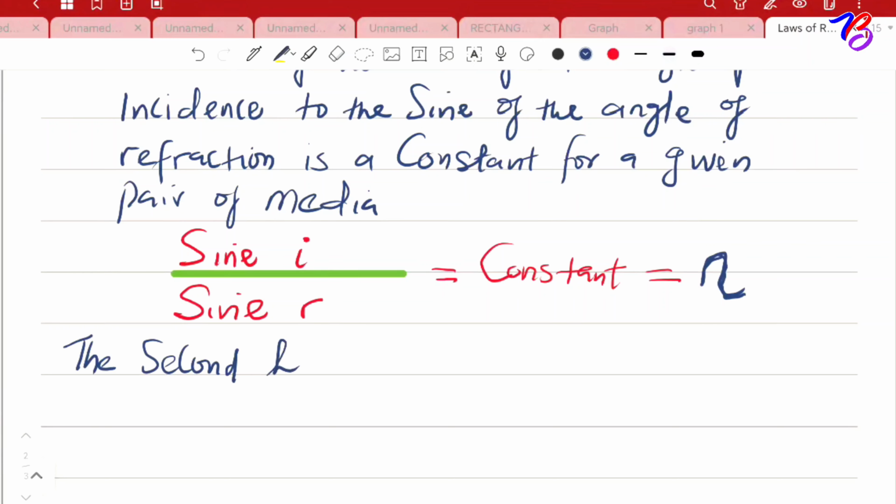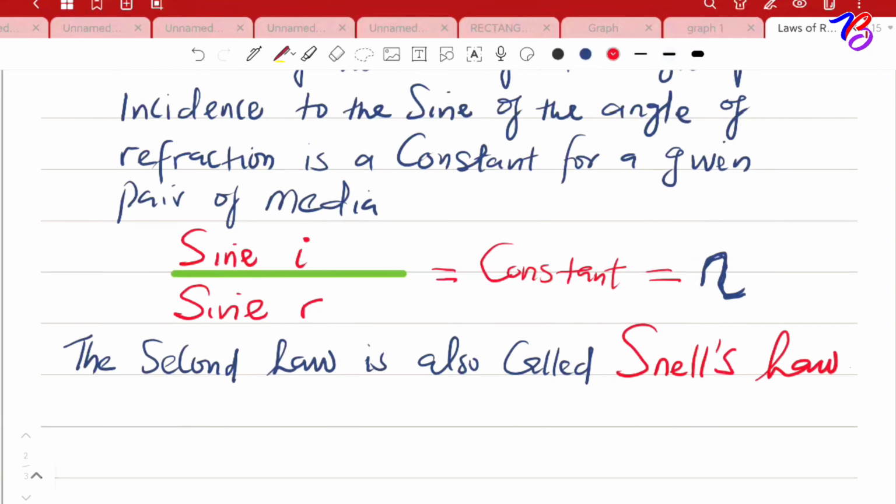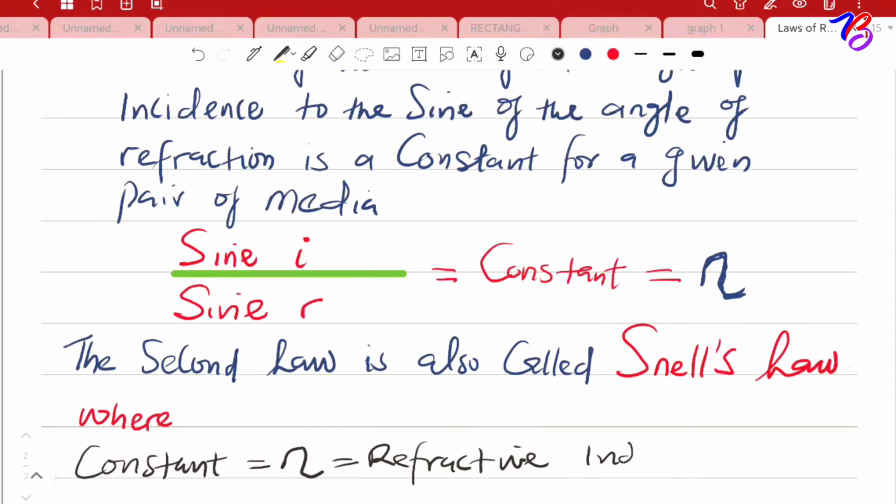Hence, this second law has another name. So the second law of refraction is also called Snell's law. Okay? Snell's law. Please take note of this. If you are asked to state Snell's law, this is what you are going to write. And you express it mathematically. Are you following? Hence, our constant is also called the refractive index. So our constant n is equal to the refractive index. Please take note of this.